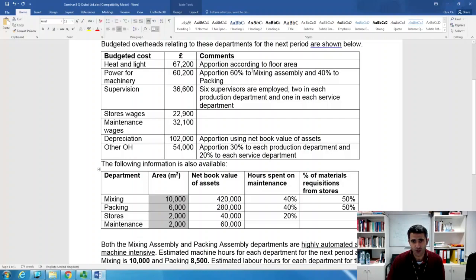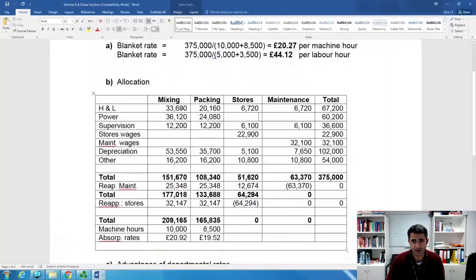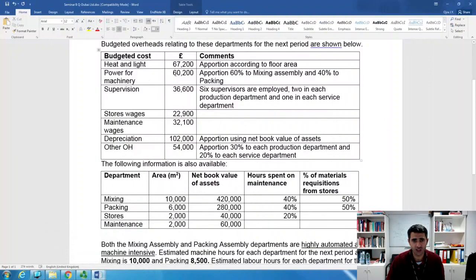So if you need to apportion it, if you remember in the lecture, it's math skills, isn't it? It's 10,000 divided by the total, 20,000, times the cost, 67,200. So this is the way you do it across all the departments. And this is the answer for the heat and light. For the power, the total is 60,200.